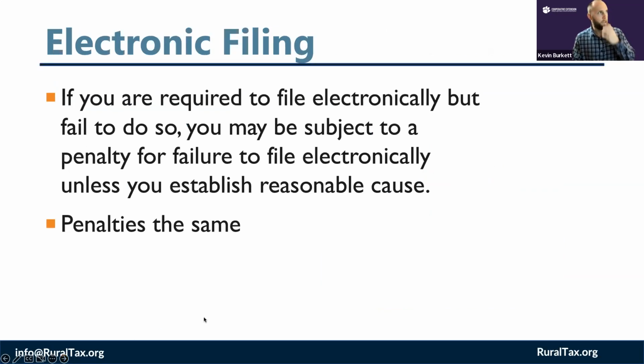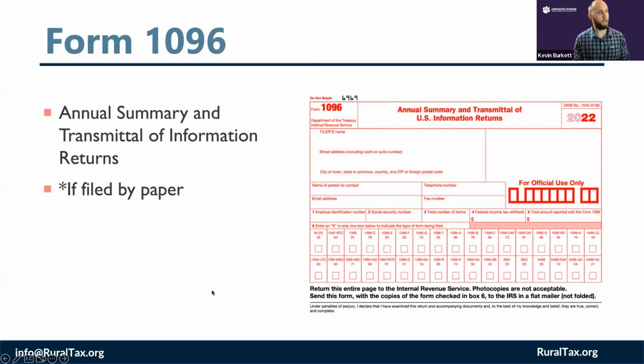If you're required to file electronically but you fail to do so, you could be subject to those same penalties that we talked about earlier. They really do try to encourage people to do it electronically, no matter what number of returns you have. And if you do file by paper, you have to include Form 1096, which is basically just a summary of the paper returns that you're filing.